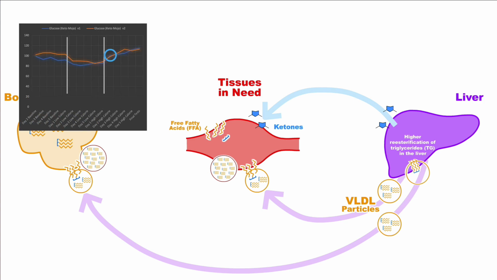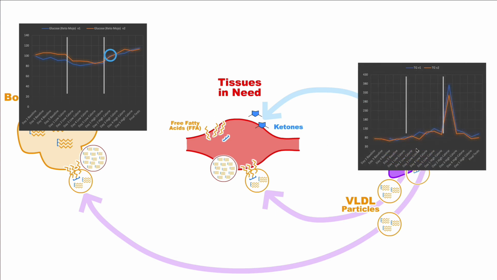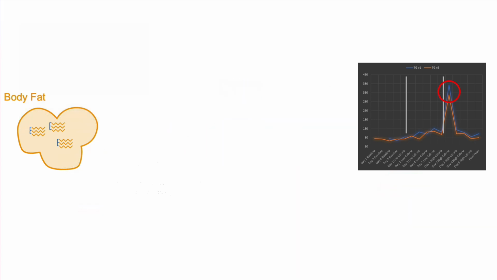And this is pretty profound when you think about it in this context. My glucose hardly changed when going from hypo to hyper. Not true with my triglycerides. Again, my triglycerides spiked substantially. So what do I think is going on? Well, I think it's Occam's razor.